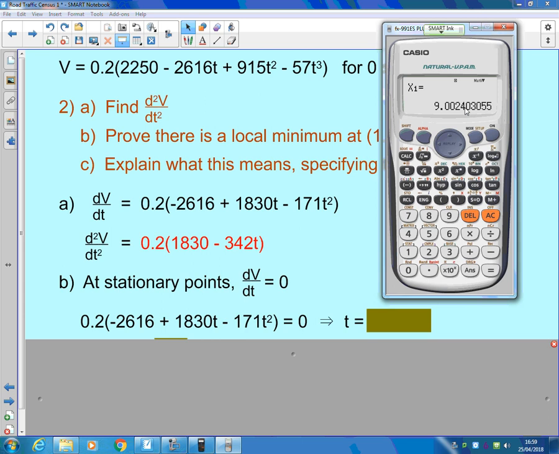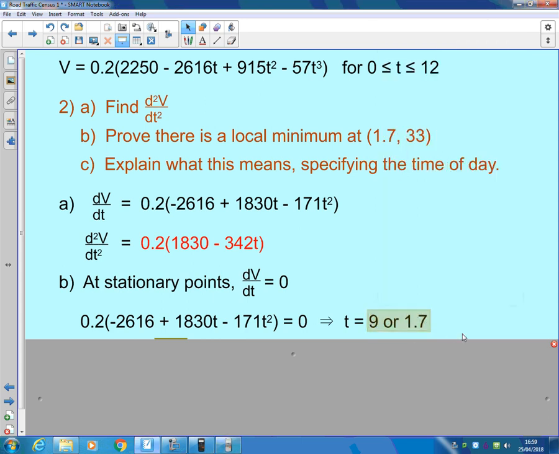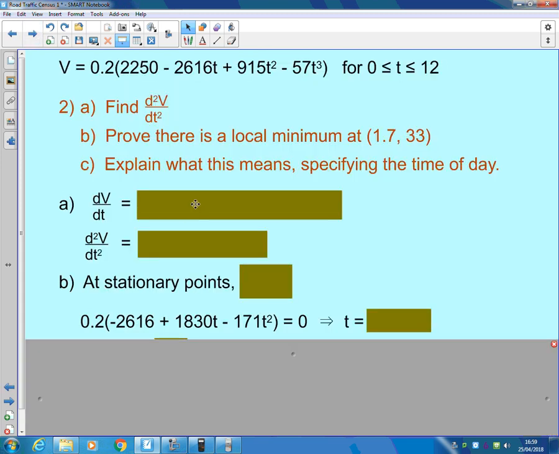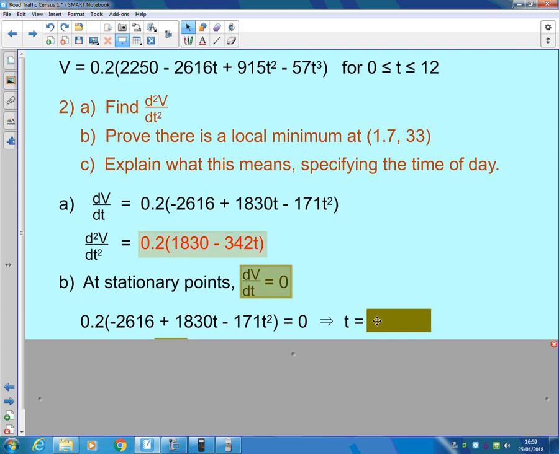There's my first value of x. It's 9.002, which I'm going to treat as 9. And then the second value, 1.699, that is about 1.7. So my two answers are 9 and 1.7. Those are the two values of t that I get at my turning point. Always check against your sketch. So when we've done it, look at the sketch. Is there a turning point or a stationary point at 9? Yes, that looks right. 1.7, yes, it looks right. Okay, so we've got those as our values.